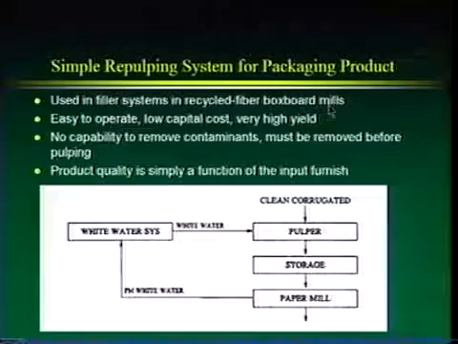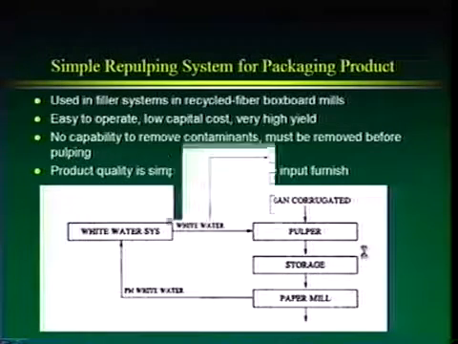If you look at this simple system, there's no capability to remove contaminants. So the contaminants have to be removed before pulping. So you might have to use some kind of pre-consumer waste. The product quality is simply a function of the input furnish. So in some cases we're going to use clean corrugated, pulp it up, store it, put it on the paper machine. Very simple, very high yield.